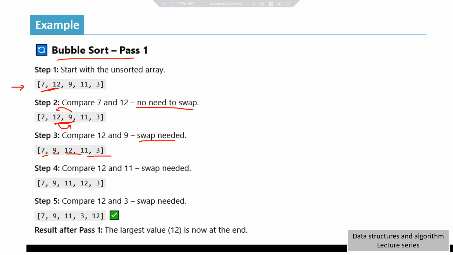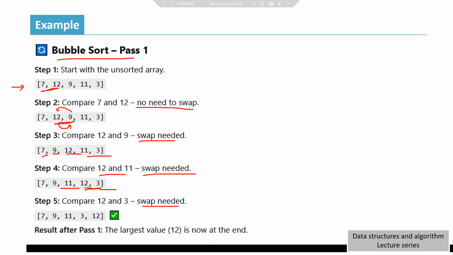Step 4, compare 12 and 11. Again 12 is greater than 11, so a swap is needed. After swapping, you are left with 7, 9, 11, 12 and 3. Step 5 is to compare the last pair, that is 12 and 3. Since 12 is greater than 3, the swap is required.